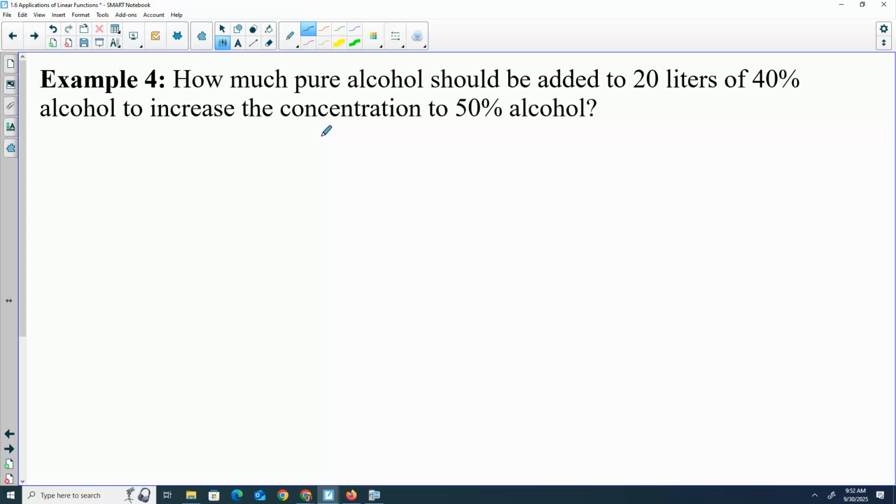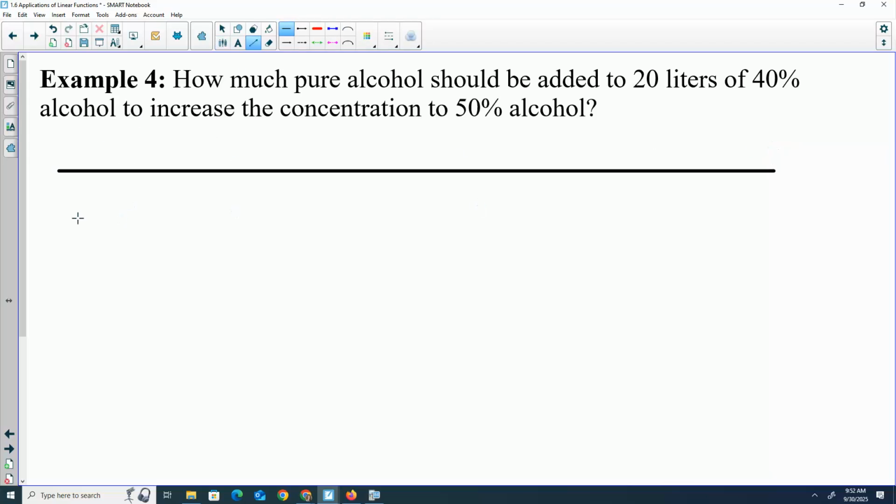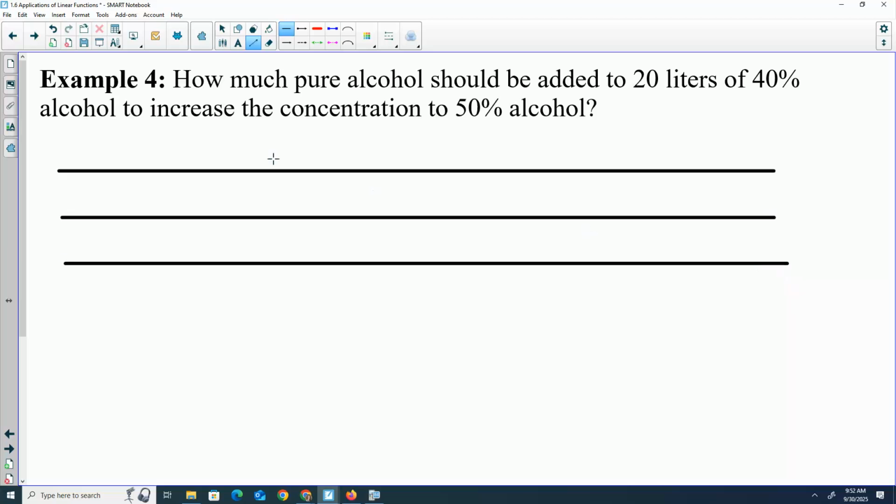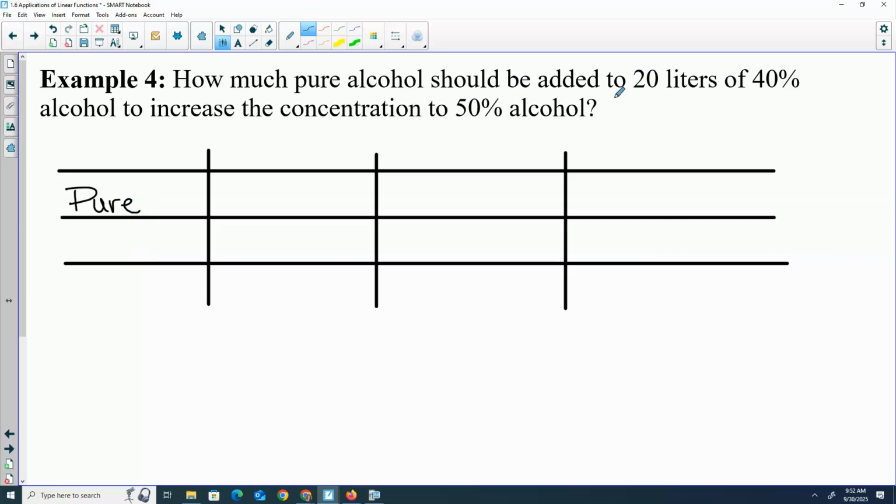So my suggestion on these is create a table to help organize all of your information. Does that mean you have to use a table to solve it? No, but I will every time. And if you create the table, it will actually make your life a whole lot easier. All right, so my rows of my table are going to be the things that I am mixing together. So I am mixing the pure solution with a 40% to get my total, or my 50%.